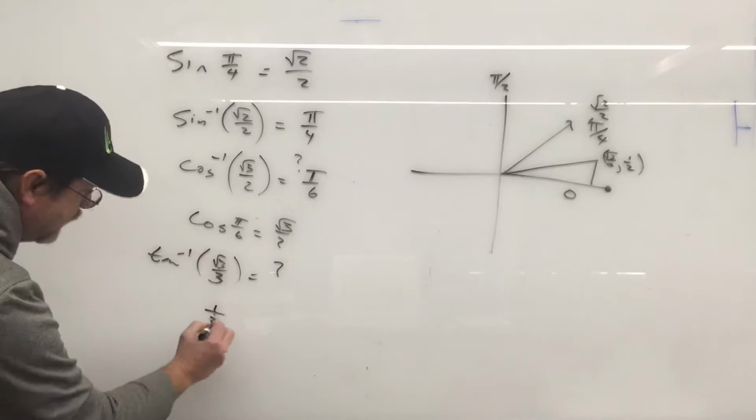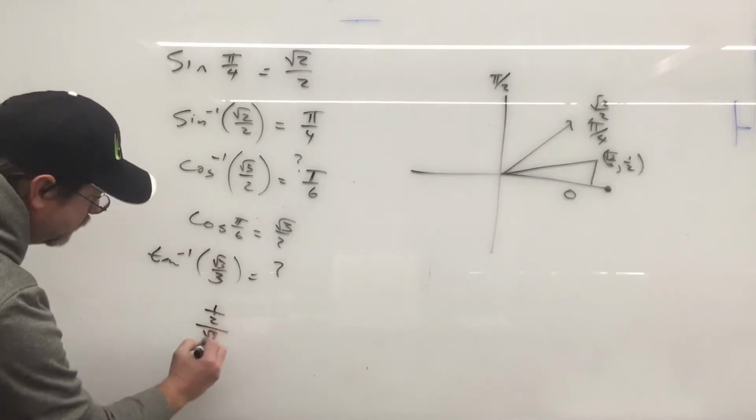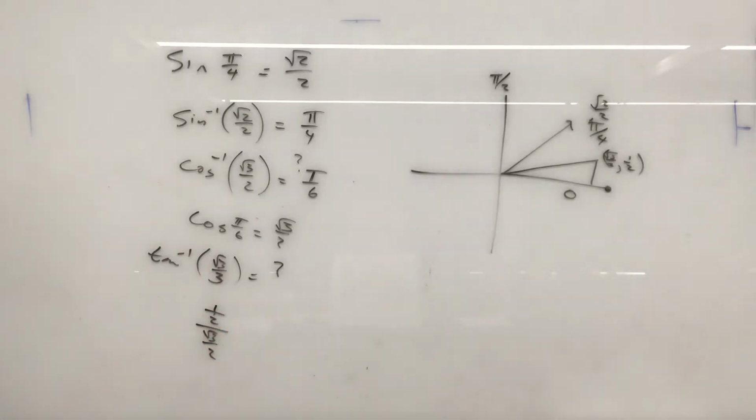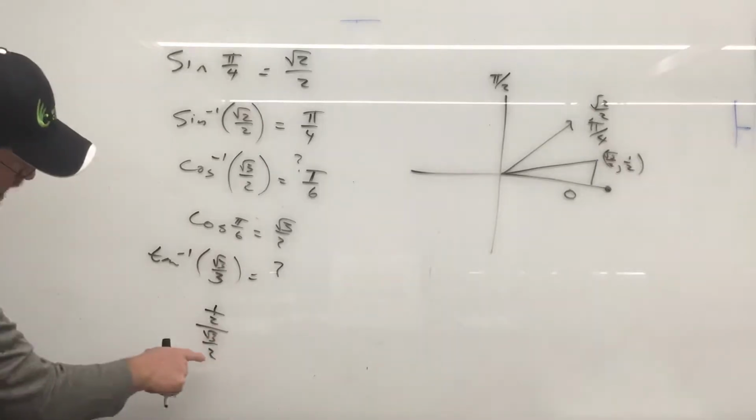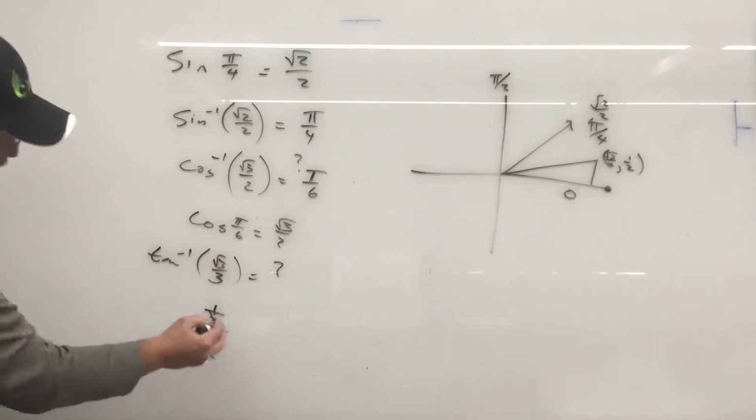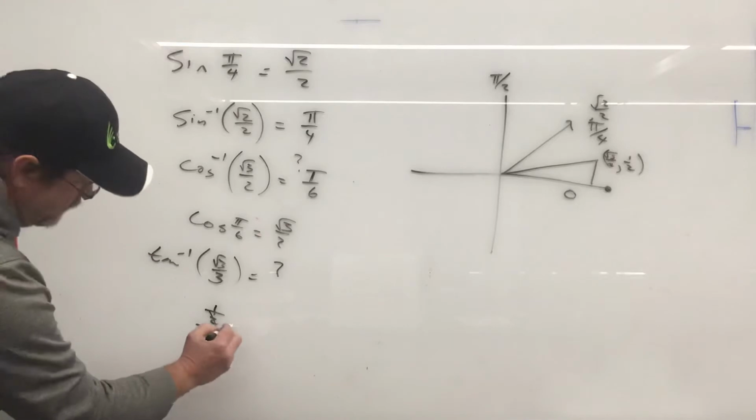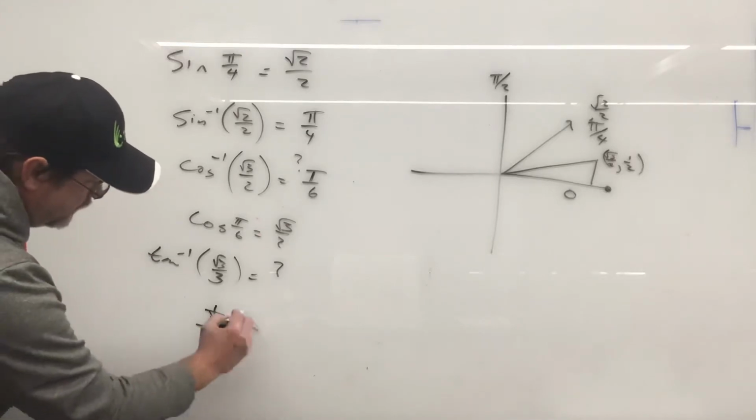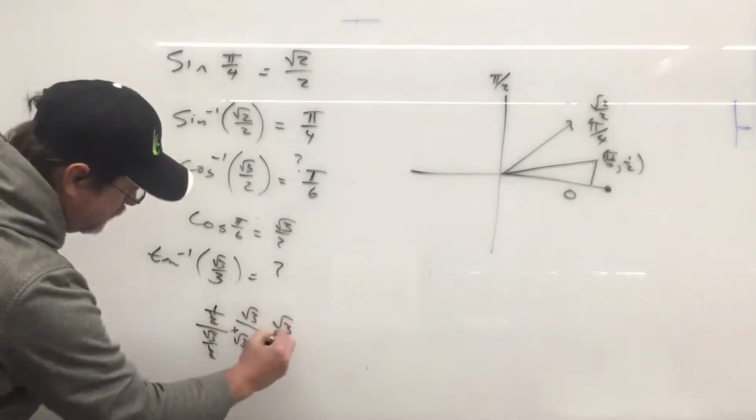I think that 1/2 over radical 3 over 2, if my math serves me correctly here, the 2's would cancel. You'd have 1 over radical 3, which then you would multiply in order to get the radical out of the denominator. You would get radical 3 over 3.